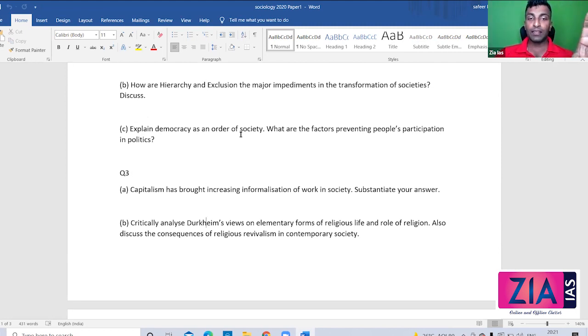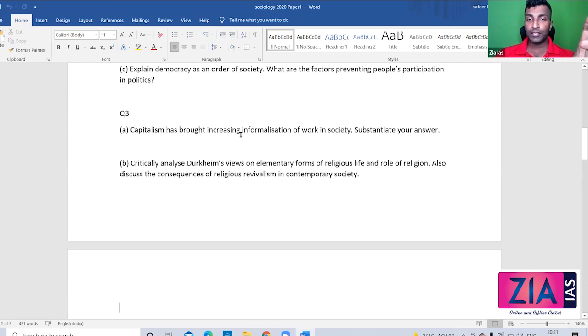Question number 3: capitalism has brought increasing informalization of work in society. Substantiate your answer. I can write it easily from chapter 5, and from Marx and from Weber. So that is okay for me. Capitalism, I have a lot of things to write.